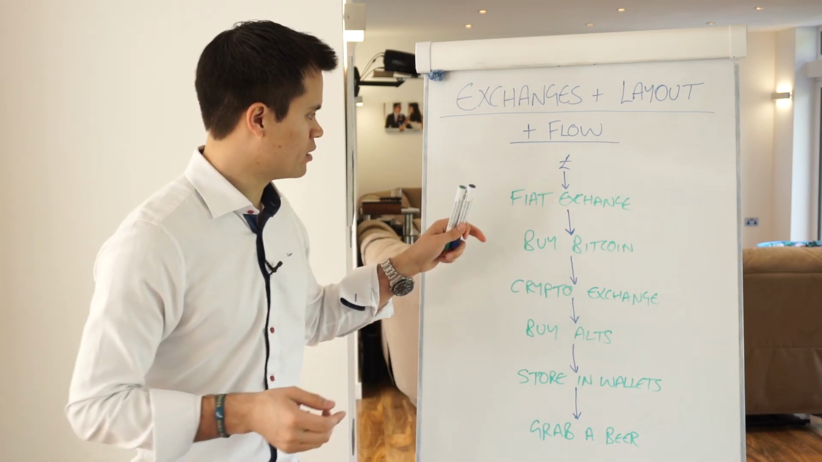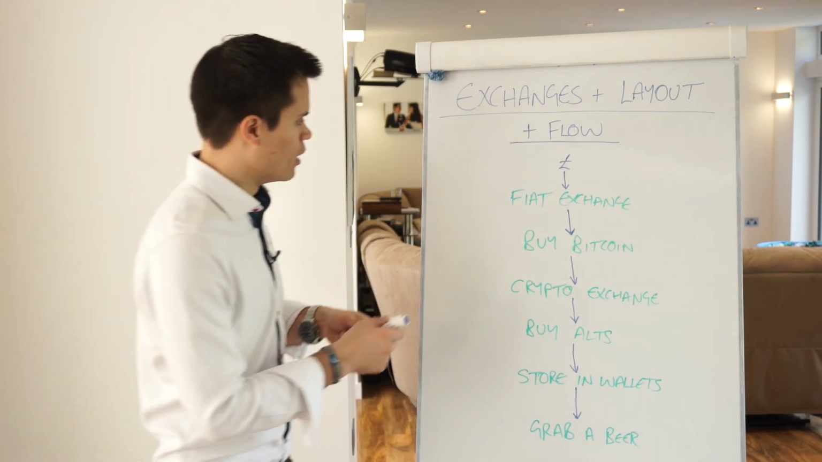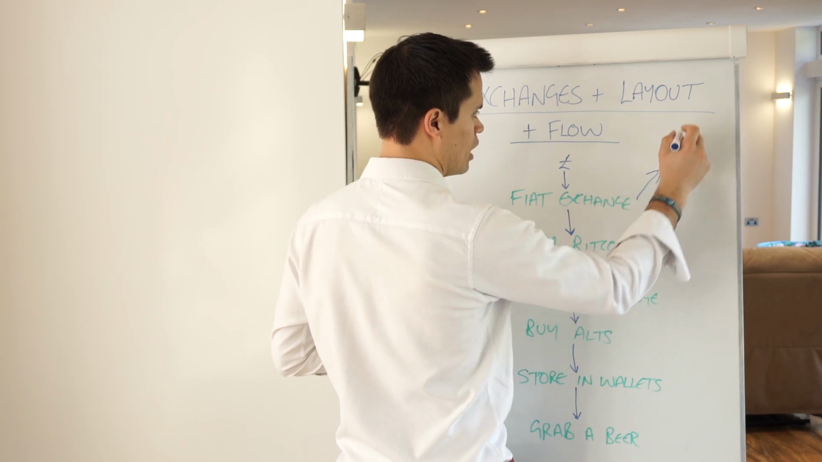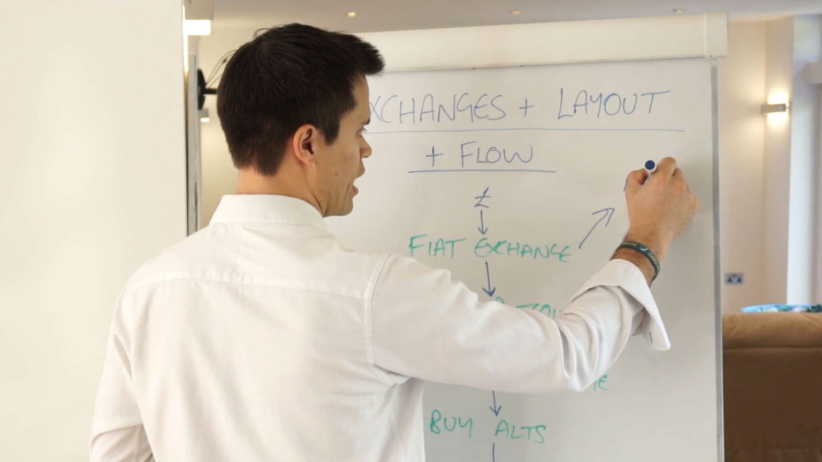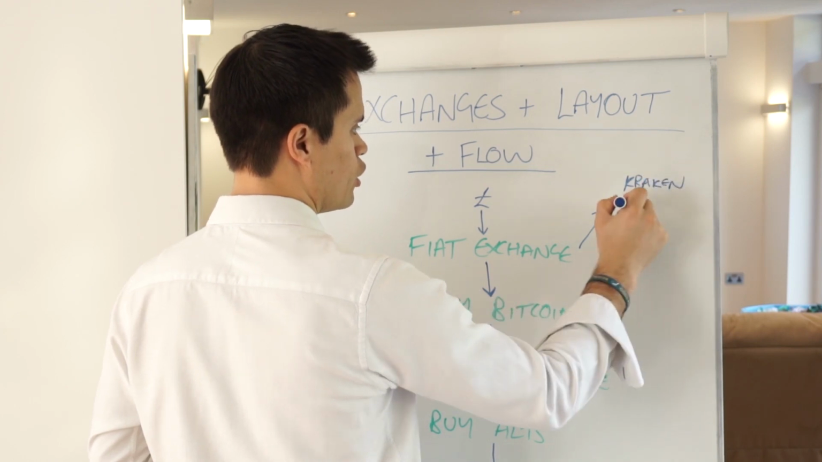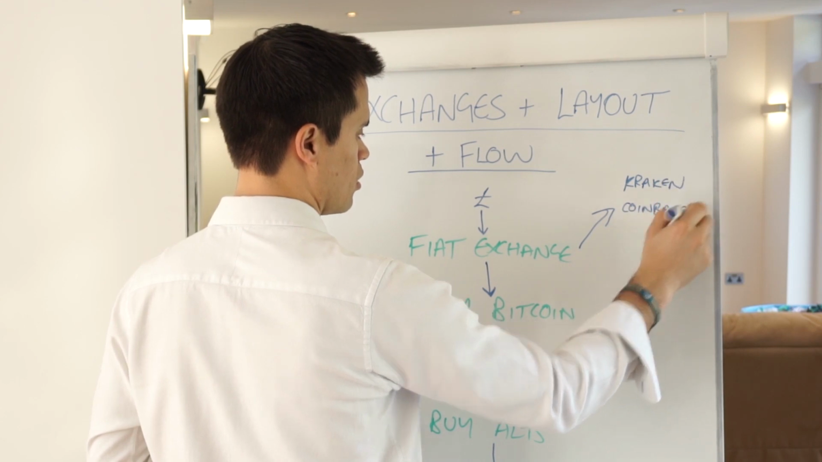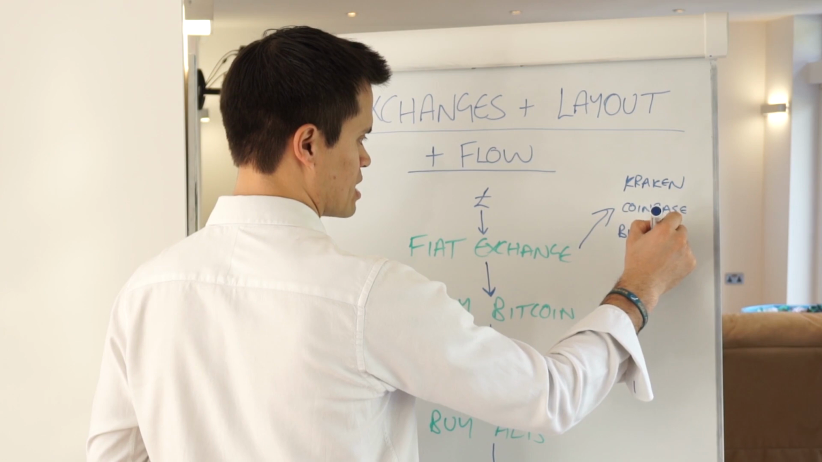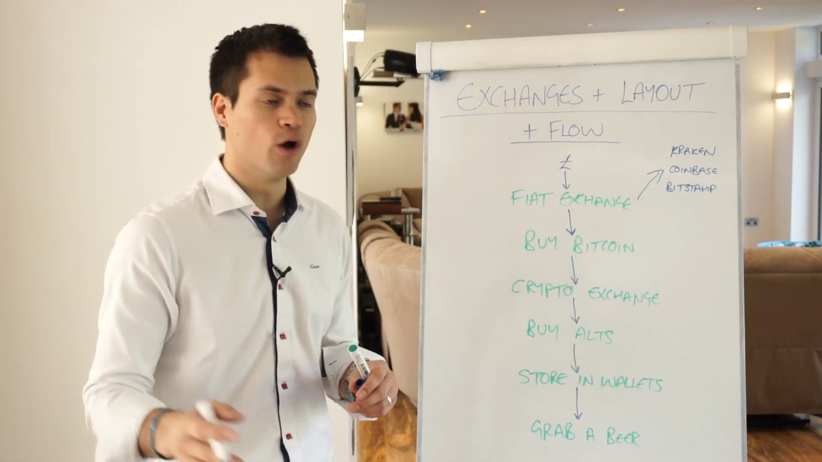Oh yeah, in fact, let's name some exchanges here. In terms of fiat exchanges, you have Kraken, you have Coinbase, and you also have Bitstamp. Now there are others, but these are the main ones at the moment. Bear in mind, I'm recording this in Q1 of 2018.